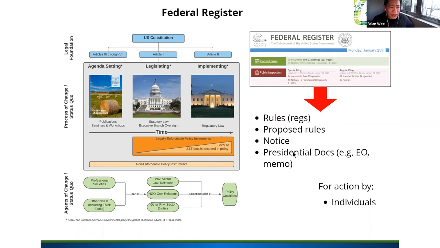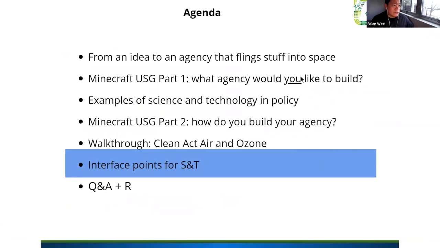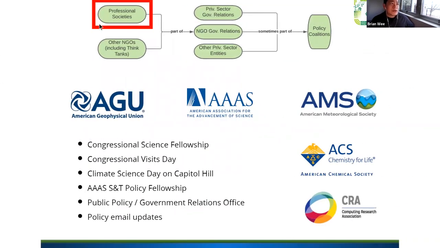But the one thing I want to leave you with, where I'm going to end this lecture, is groups: the NGOs and state and even private sector lobbying firms and your professional societies. A lot of them subscribe to Federal Register notifications so that people get a sense of when something is coming up. And so this is where you, as an individual, and your professional societies like AGU, AAAS, and so forth, I'm only listing a partial list here, of course, including the CRA, the Computing Research Association, strangely enough, tend to have very interesting updates that you can sign up for by email.